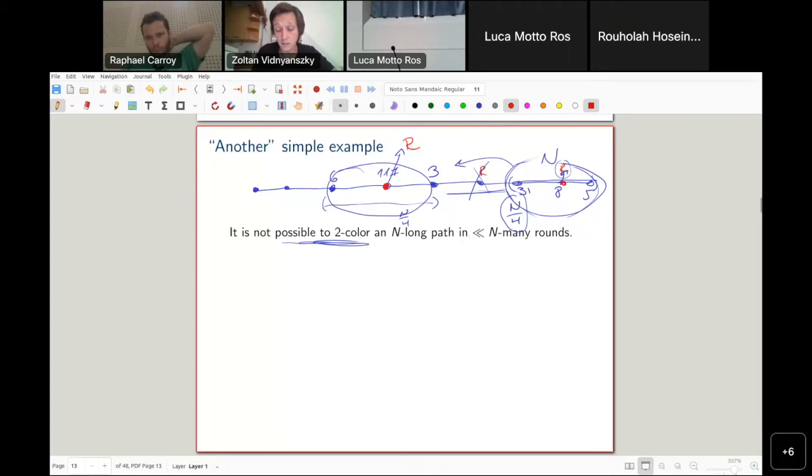is odd, and then the color should be different. But using only this neighborhood, I cannot tell that, right? So this is sort of the intuitive explanation why you cannot do coloring in significantly less than n many steps.